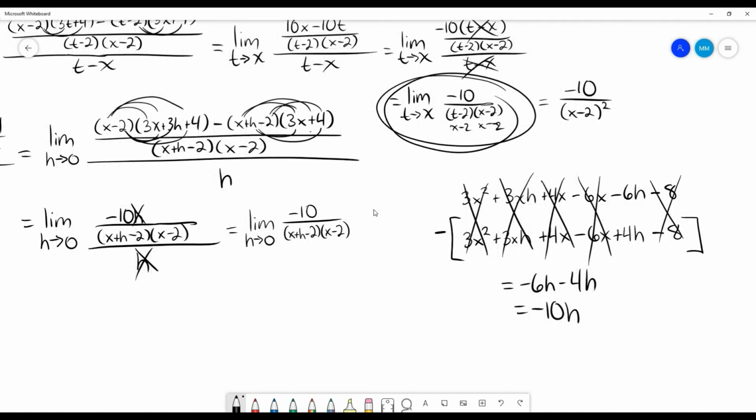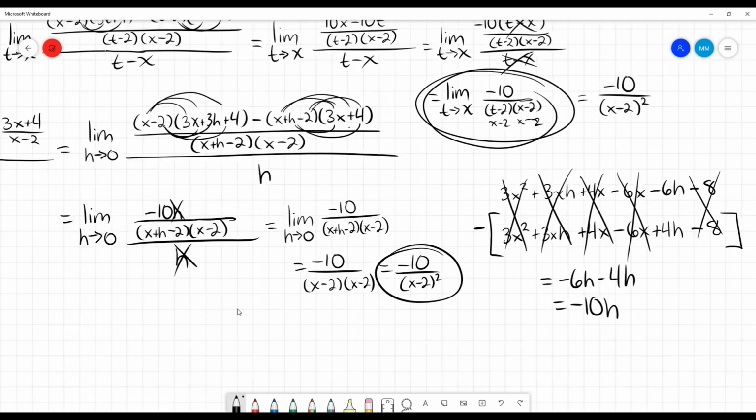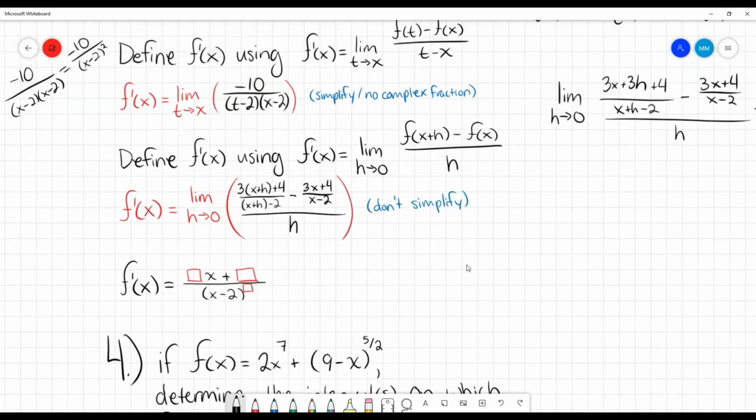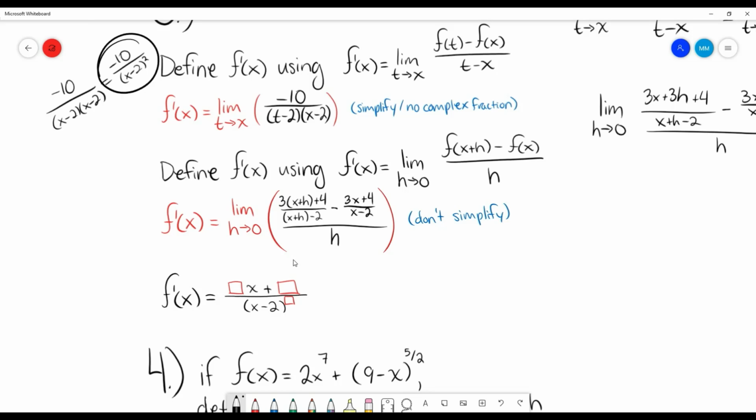And now we see as h approaches 0, we just plug in a 0 for the h. So this turns into negative 10 over x plus 0 minus 2, so just x minus 2 times x minus 2. And look at that. It's the exact same thing. So that just kind of shows us, once again, that our derivative is this right up here. And so now they're asking us for what that derivative is. And we see that obviously we have no x's in our numerator, so it's going to be a 0 plus a negative 10. And it's over an x minus 2 squared, just like we found.